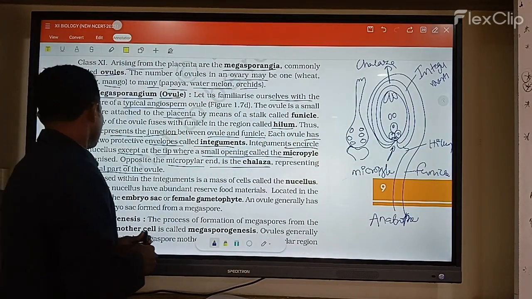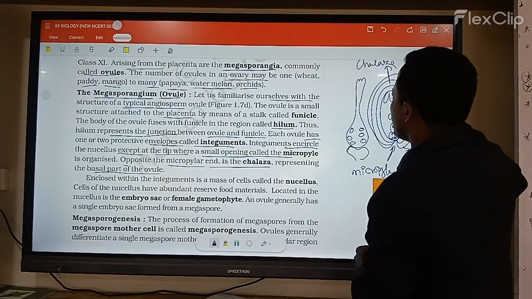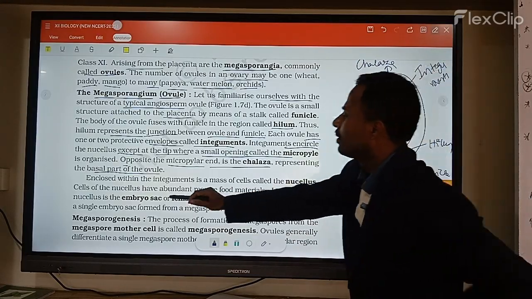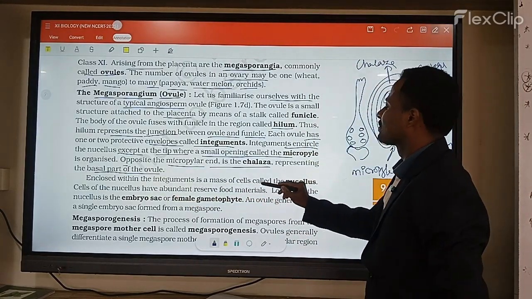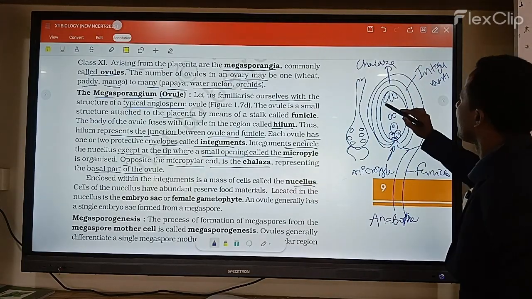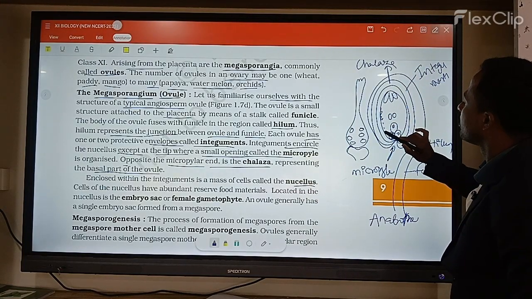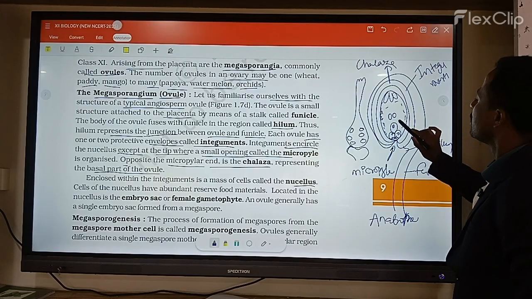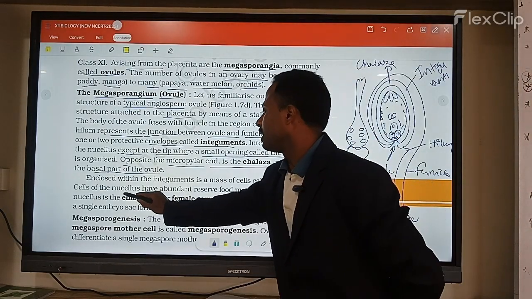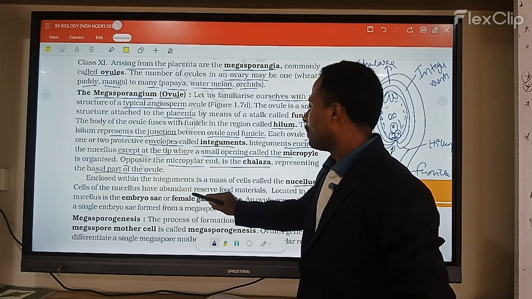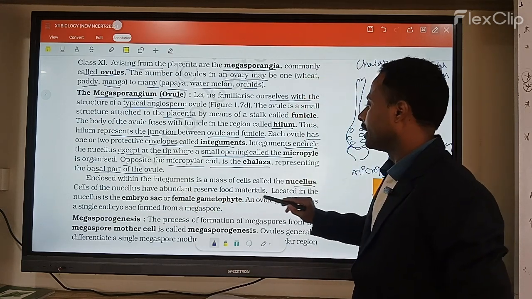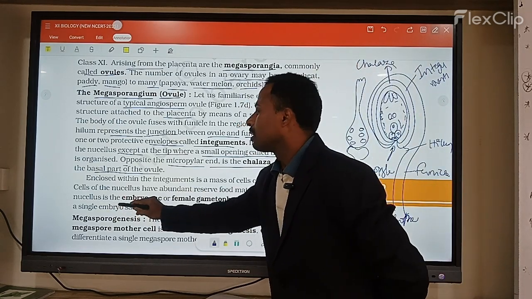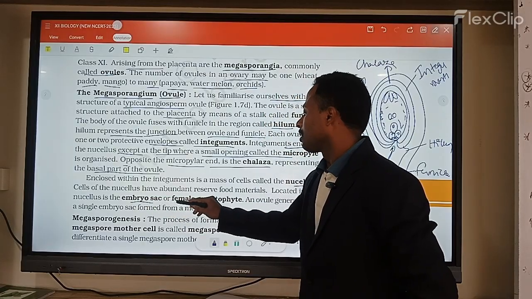Next, enclosed within the integuments, the mass of cells is called the nucellus. So inside, a complete mass of cells is present. The cells of the nucellus have abundant reserve food materials. Located in the nucellus is the embryo sac, or female gametophyte.